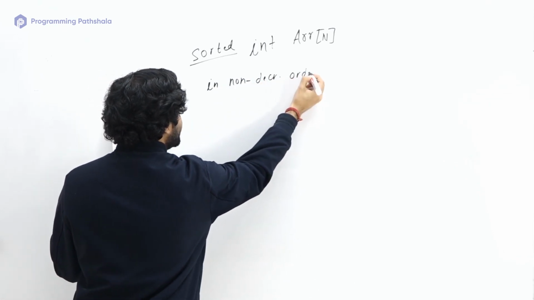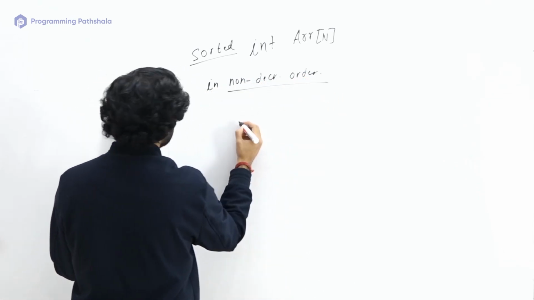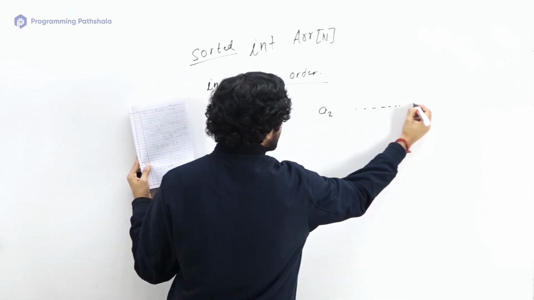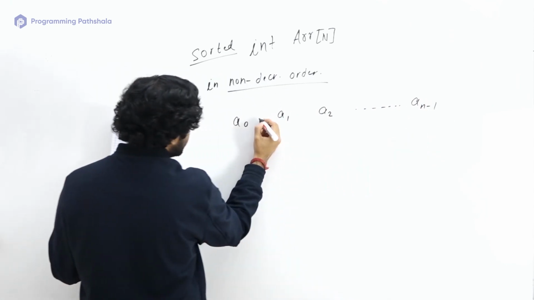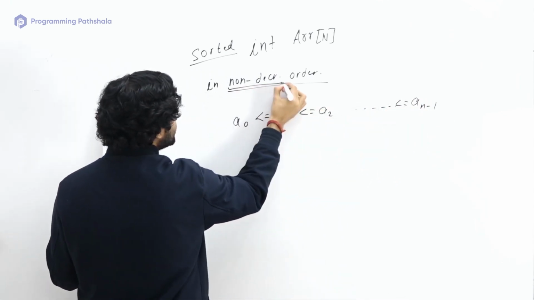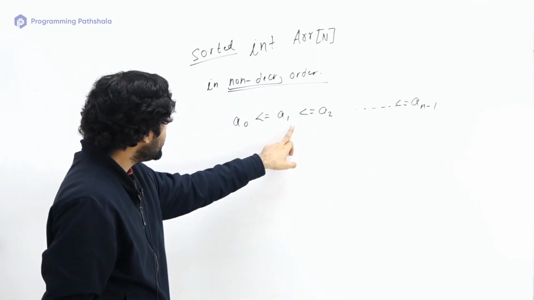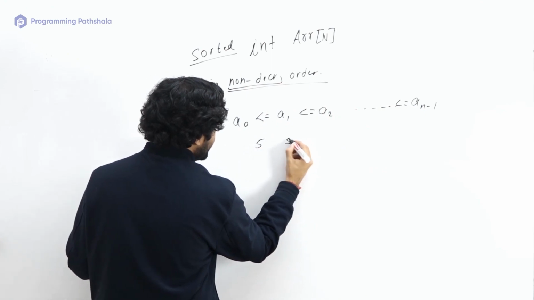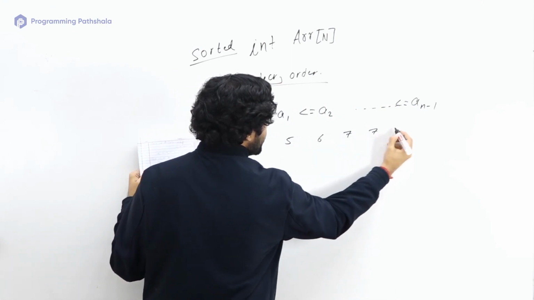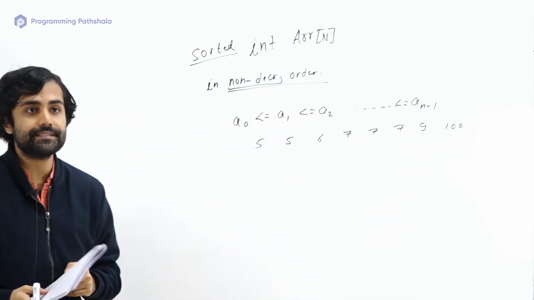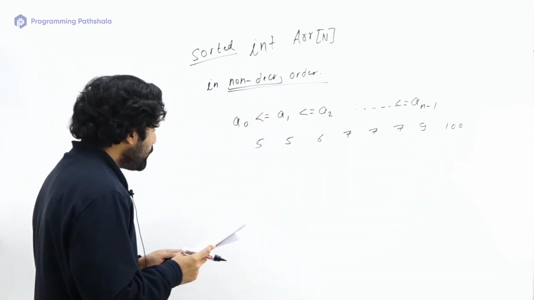So what do I mean by non-decreasing order? Non-decreasing order means that if the elements are a0, a1, a2, so on till an minus 1, then this property must be there. Non-decreasing means never decreases, either increases or stays the same. So you could have something like 5, 5, 6, 7, 7, 7, 9, 100. Yeah, so this is a non-decreasing array. That's your input. Now what is the question?